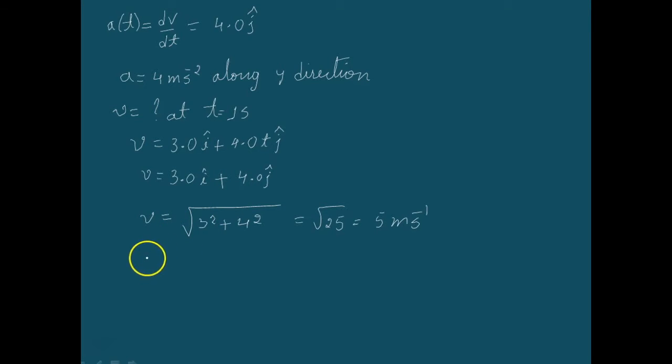And the direction theta is given by tan inverse of 4 by 3, that is Vy by Vx. Okay, so it is 53 degrees with the x-axis.